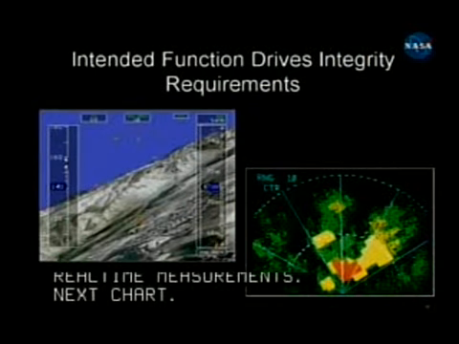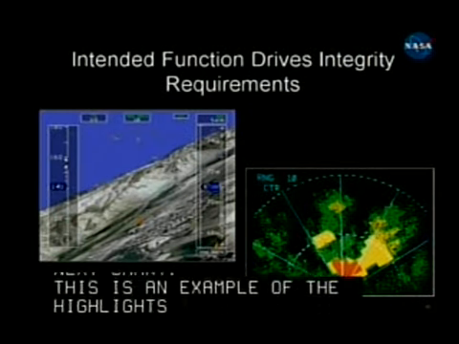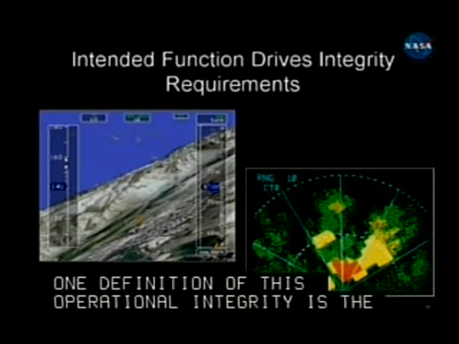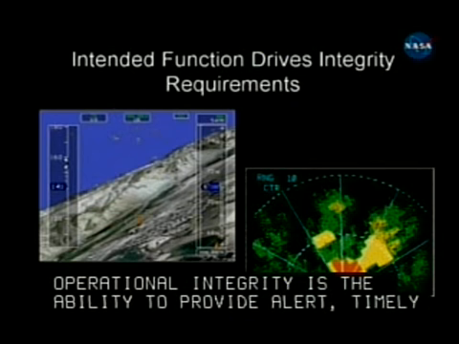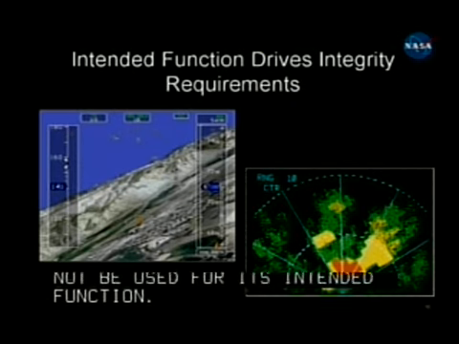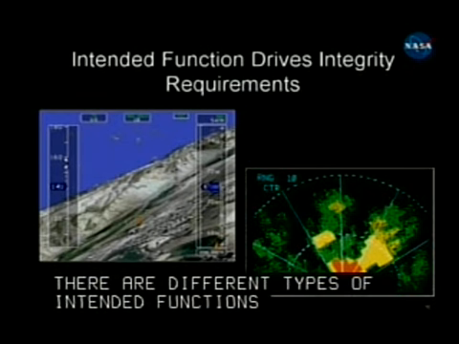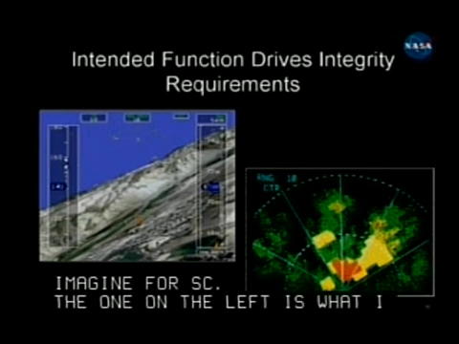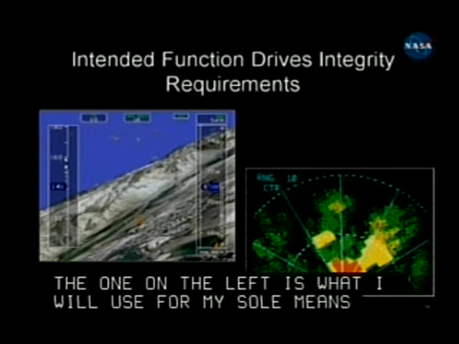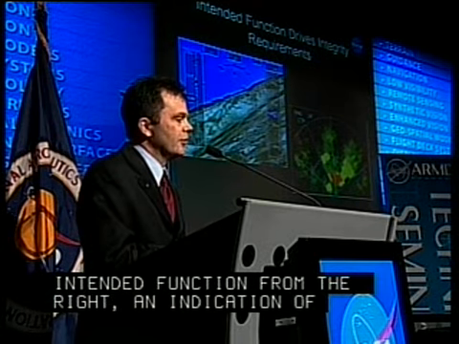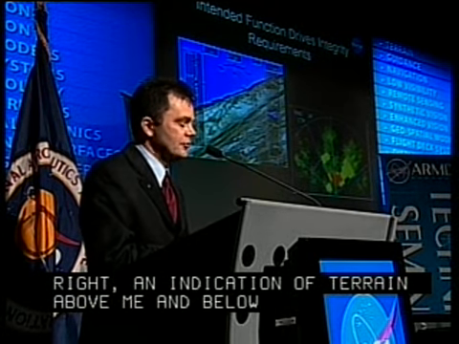And this is just an example that kind of highlights what I'm talking about. One definition of this operational integrity is the ability to provide alerts, timely alerts, when the system should not be used for its intended function. And there are different types of intended functions you might imagine for SV. The one on the left is where I'm going to use this for my sole means to land the airplane. Okay, that's a different intended function from on the right, where it's just an indication of terrain above me, terrain below me, and just what they call situational awareness information, not to be used for navigation.